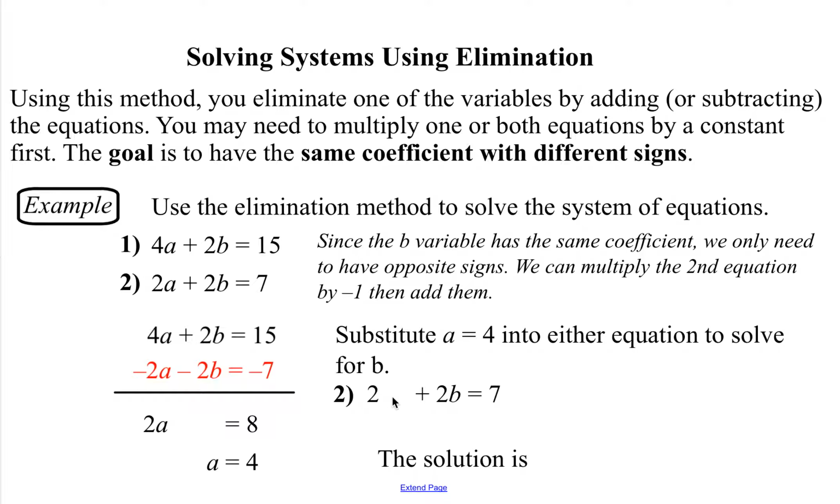So I went ahead and used equation 2, where it says 2 times a. Now instead of a, I'm going to replace that with the value 4 since a is equal to 4. And then I get 8 plus 2b equals 7. Subtracting 8 from both sides, I get 2b is equal to -1. So b is -1/2. So this time the solution to our system is (4, -1/2).